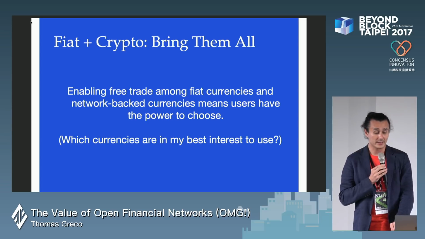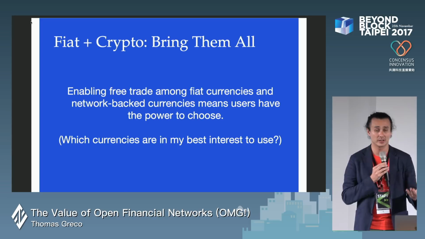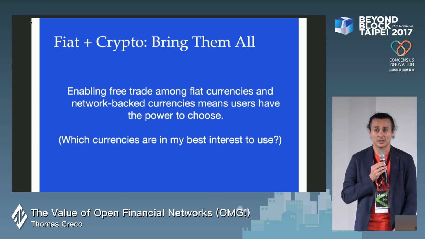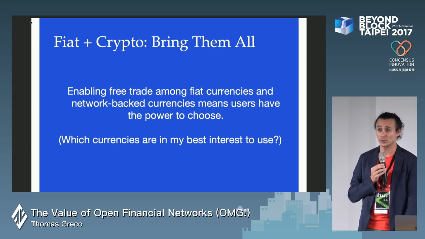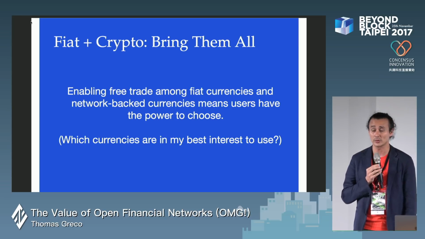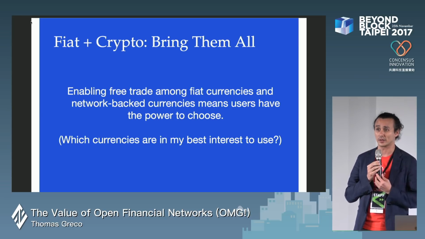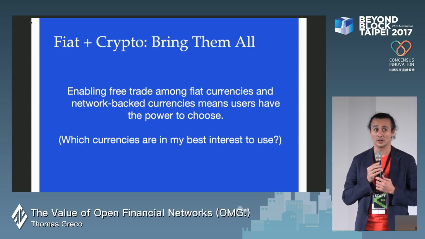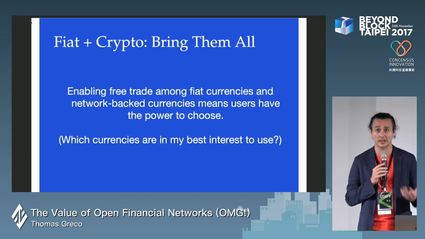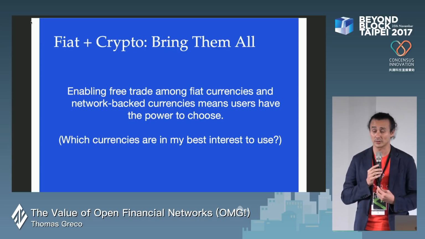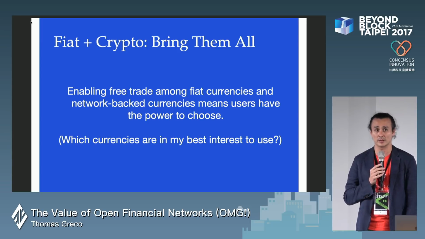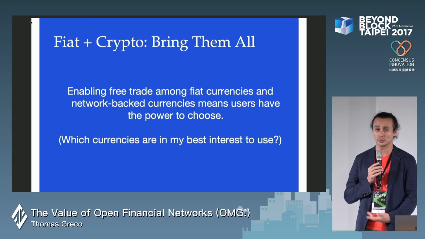The idea, though, is that by bringing fiat and crypto together and enabling free trade between them or among them, users will have the power to choose what currencies they want to use, whether it is the currency of the country that they happen to be in, or the currency of the neighboring country, or even currencies that are not issued by nation-state level actors, such as decentralized currencies that are issued by thousands of people who don't know each other, who are nevertheless working together to run a network.